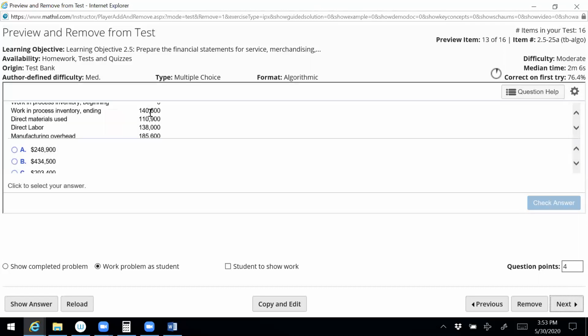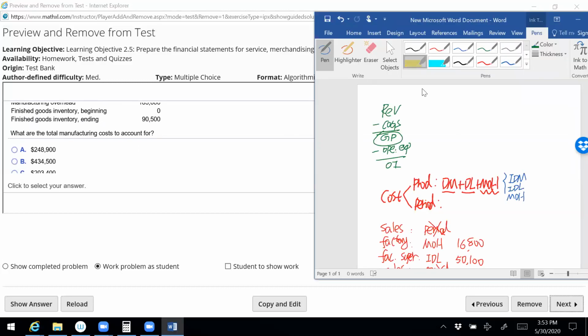Next one is asking you about total manufacturing cost to account for. Okay, so I put a line here. How do you get this one? Think. It's your beginning work in process plus what? Plus direct material used, direct labor, manufacturing overhead. So that will give you total manufacturing cost to account for.